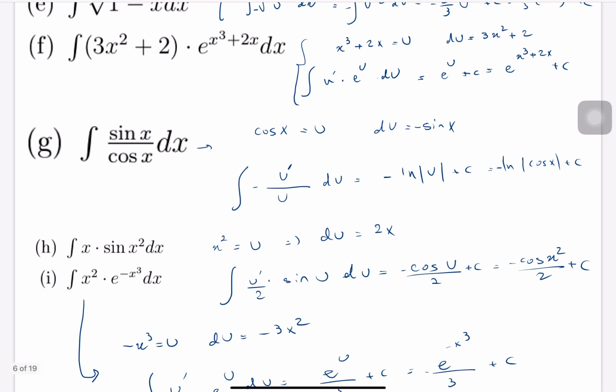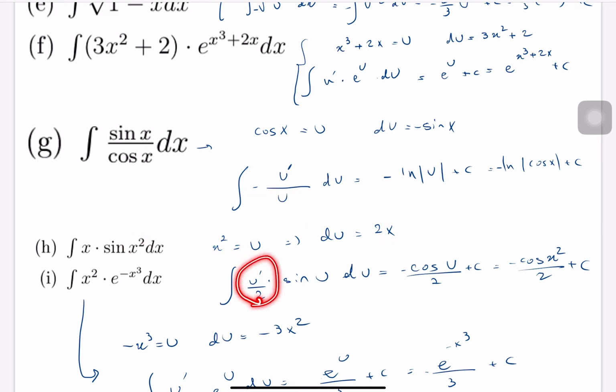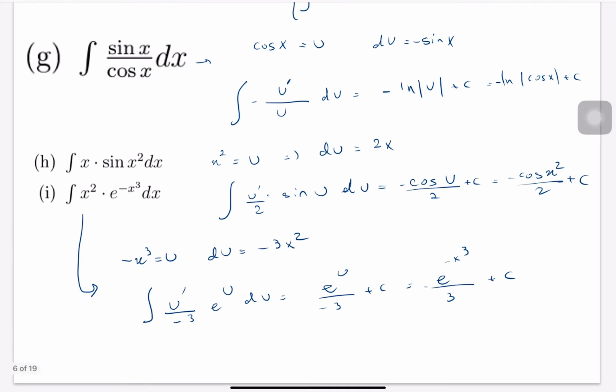Or, for example, x multiplied by sine x power 2 dx. I put u instead of x squared, the derivative will be 2x. I see here is u prime per 2 because it is the derivative per 2. And this half has no effect, but the integral of u prime sine u is minus cosine, and the half comes here. And instead of u, I put x squared in the formula, and the result will be minus cosine x squared per 2 plus C.